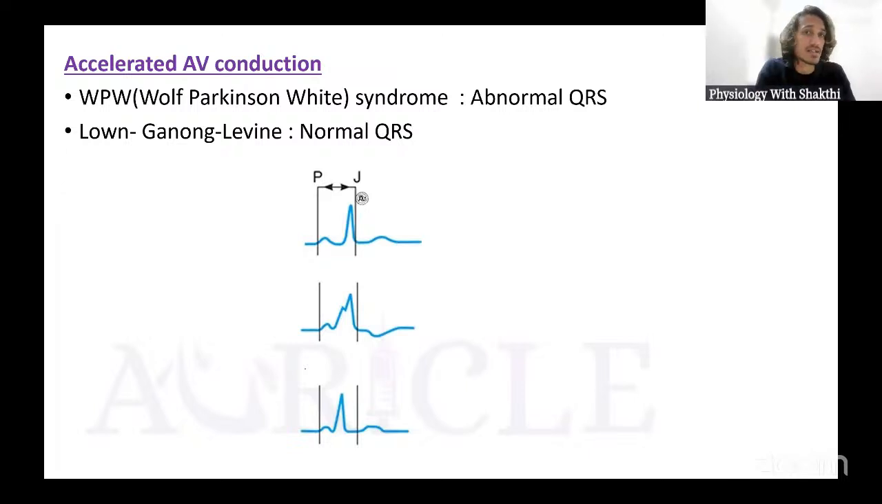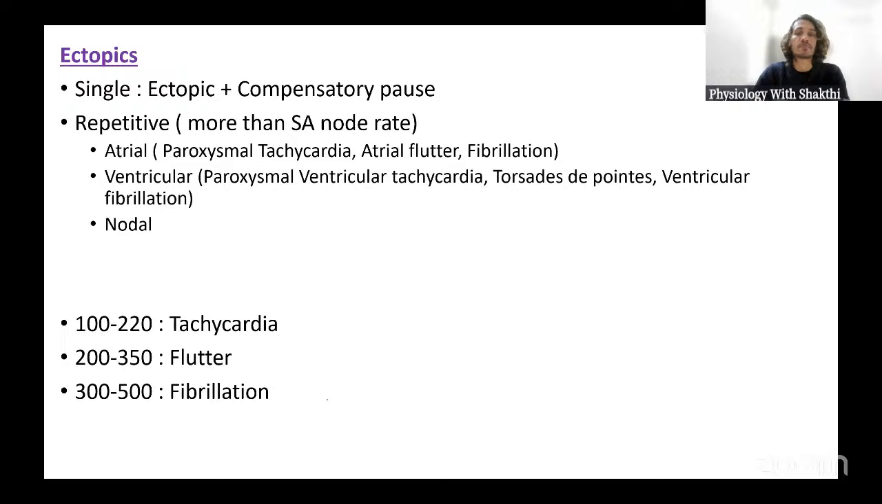An example is Wolff-Parkinson-White syndrome, and the other one is Lown-Ganong-Levine syndrome. The only difference is that in Wolff-Parkinson-White syndrome, there will be a short PR interval with an abnormal QRS. In Lown-Ganong-Levine, there is a short PR interval with a normal QRS. Then a question on arrhythmias or ectopics might come. Usually when there is an ectopic, it is always followed by a compensatory pause.